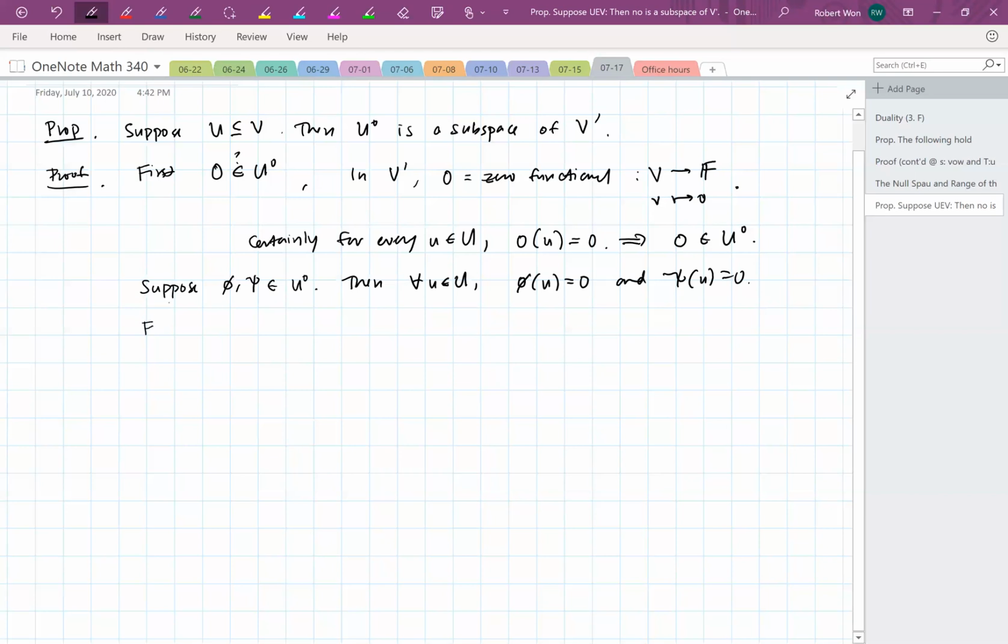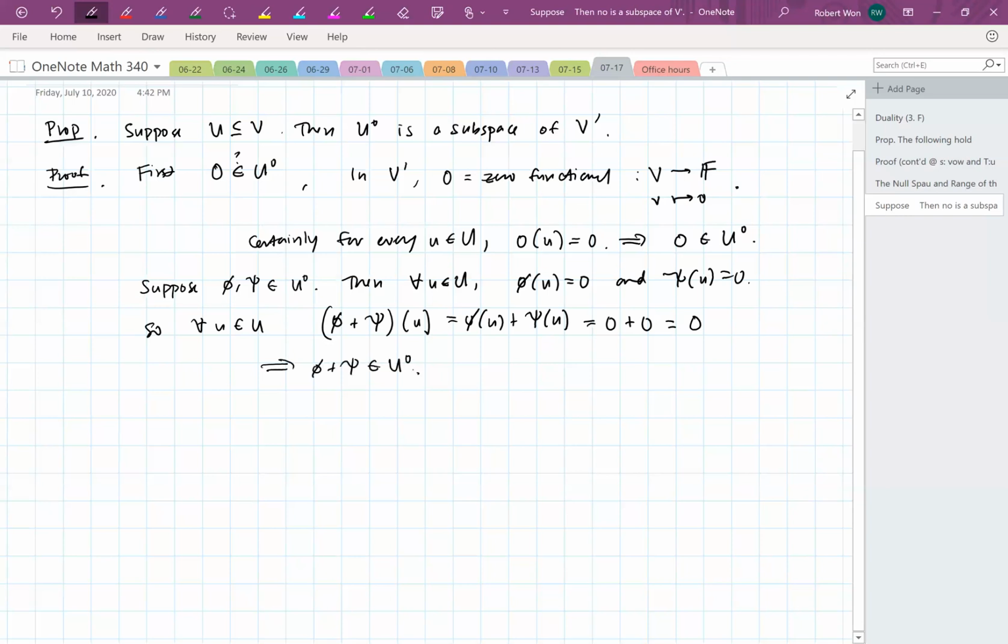But this means that for every u in U, if you take phi plus psi and you evaluate it at u, that's the same thing as phi of u plus psi of u. That's by the definition of function addition, or the addition of linear maps. But this is going to be 0 plus 0 because phi and psi are both in the annihilator of U. So this shows that phi plus psi is in the annihilator of U. Okay, and as always, scalar multiplication is really the same thing, and just as easy, let's say. So I'll leave that as an exercise. So this says that if you take the annihilator, you always get a subspace of the dual space, even if you started with just a subset U.